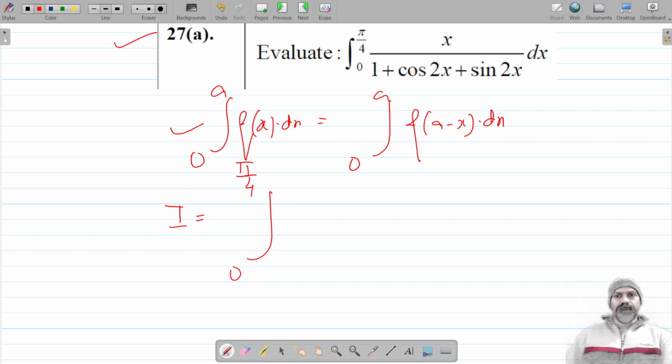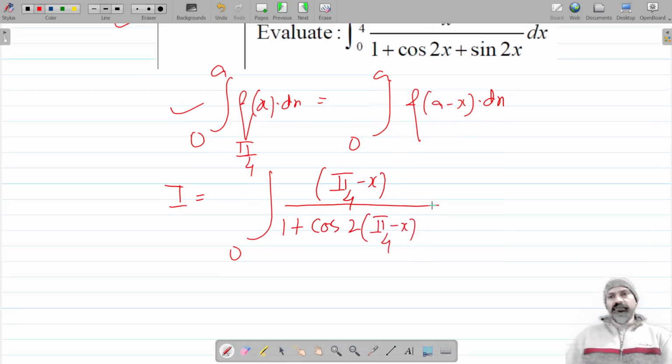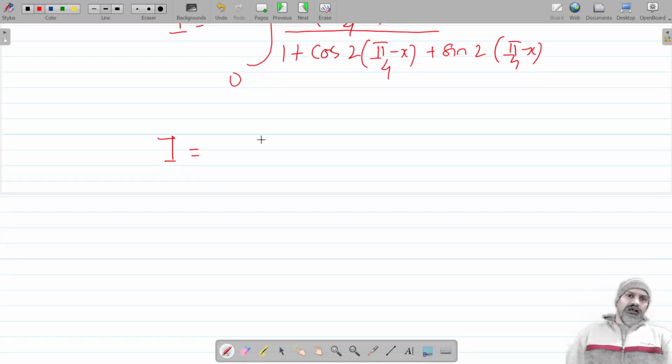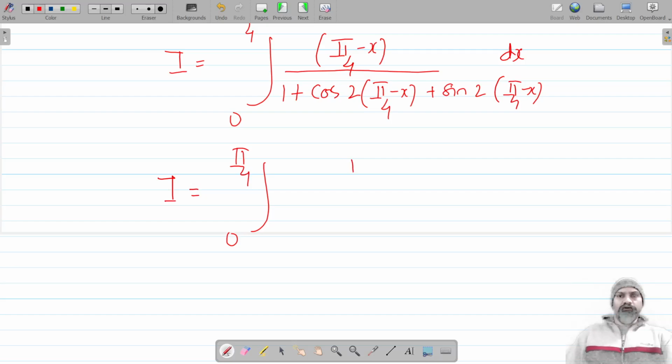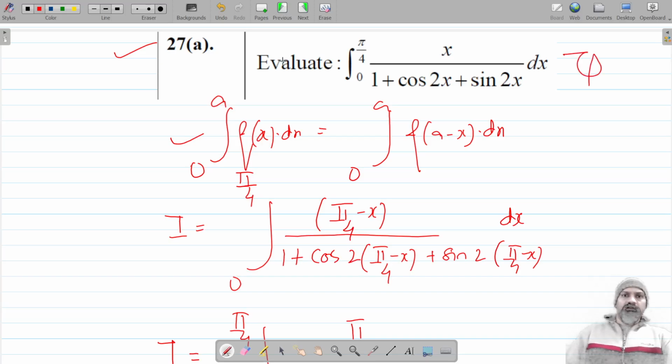And x is now pi by 4 minus x, divided by 1 plus cos of 2 into pi by 4 minus x, plus sine of 2 into pi by 4 minus x. Okay, so finally I is equal to the integral from 0 to pi by 4, and this is pi by 4. Let's say this is equation 1. Let's say this is I.